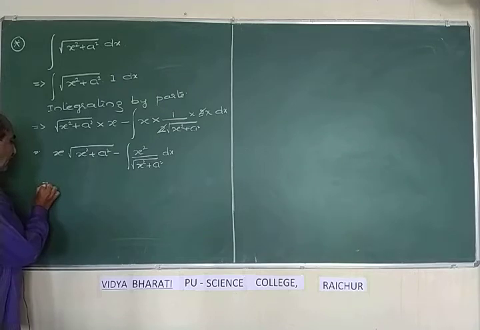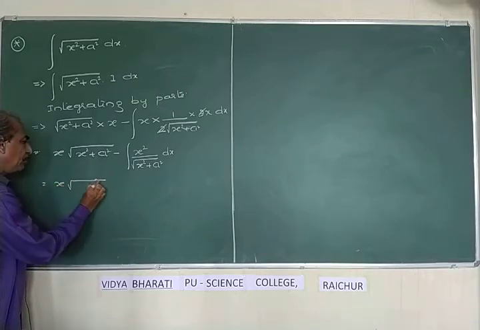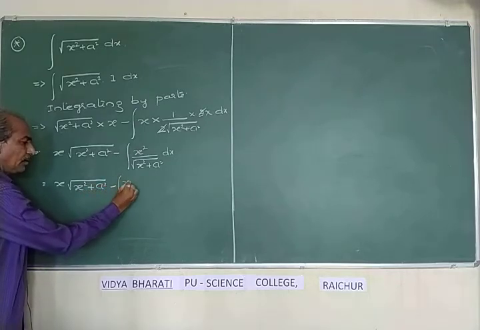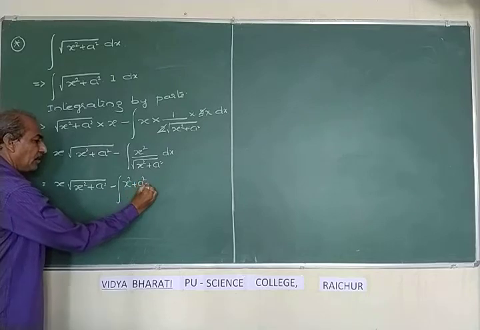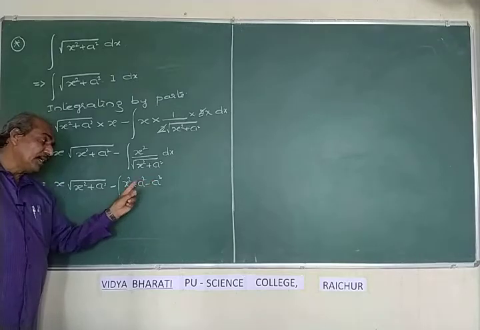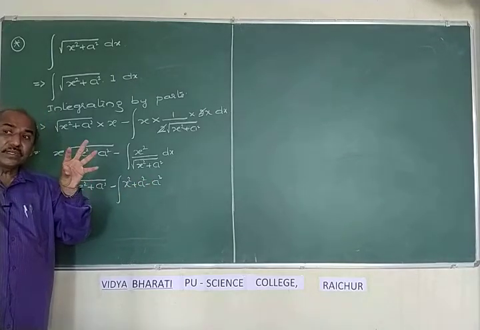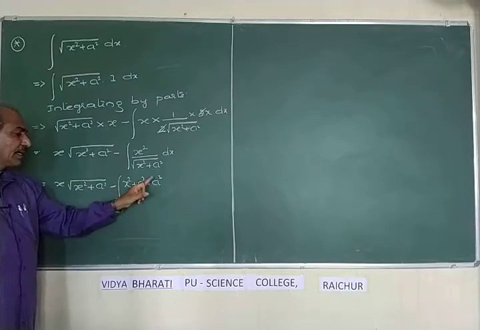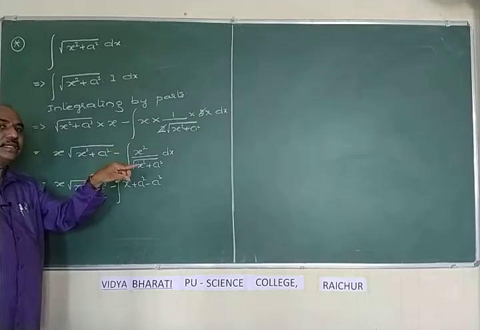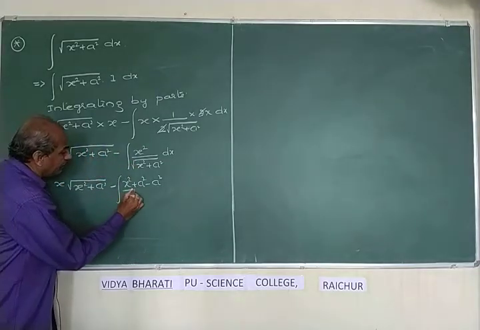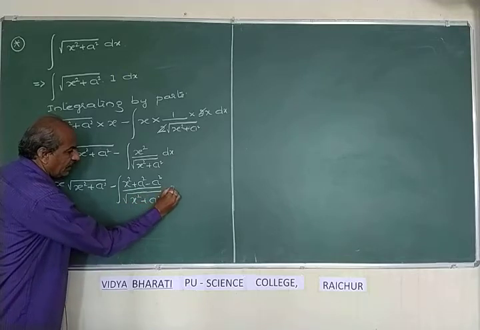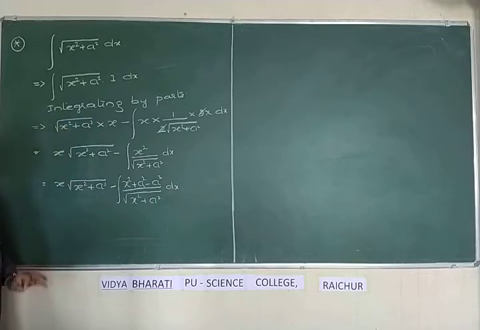Now, what you do here, this step is very, very important. x into root of x square plus a square minus integral of x square, add a square, subtract a square. If I add and subtract the same term, the value of the expression does not change, it remains the same. Cancel these two, again you will get x square only. So I am adding a square, the same thing is subtracted, divided by root of x square plus a square into dx is the next step.